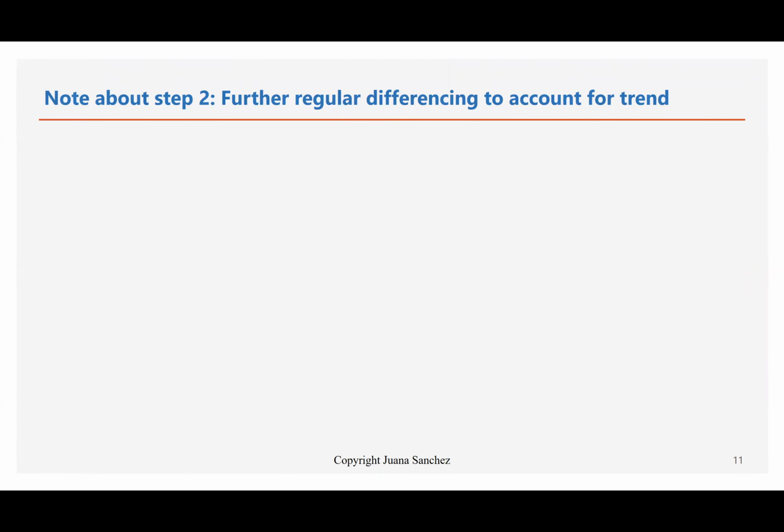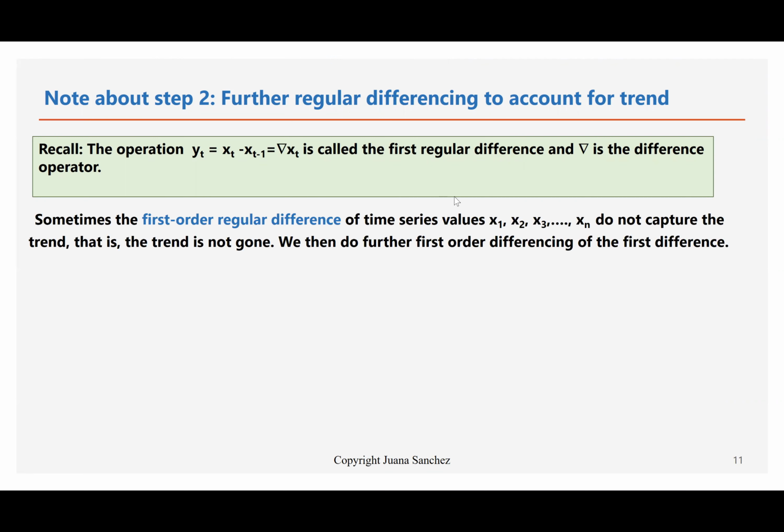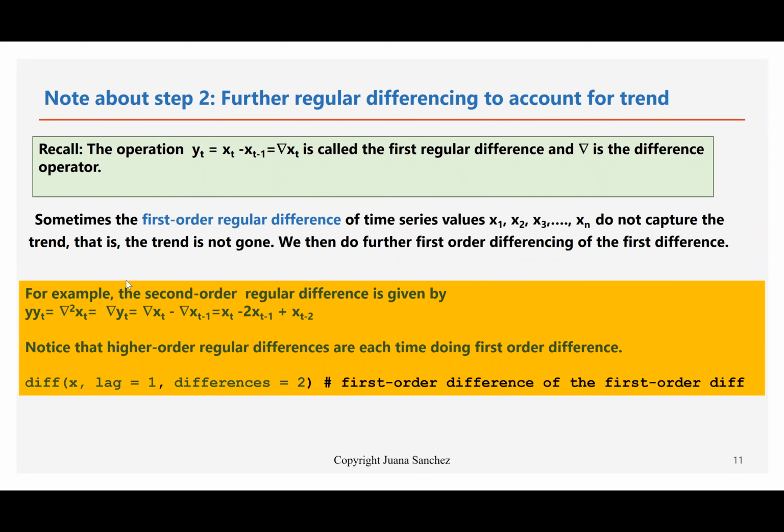Okay, so a note about step 2, the regular differencing that we did to account for the trend. Remember that we use the first regular difference, right? Just calculate the change. And sometimes the change will not make the time series stationary. It doesn't capture the trend, in other words, doesn't make it disappear. So we then might be inclined to do further differencing. That is a little problematic, but it can be done. For example, we could do the second order regular difference, which would be the first order difference of the first order difference.